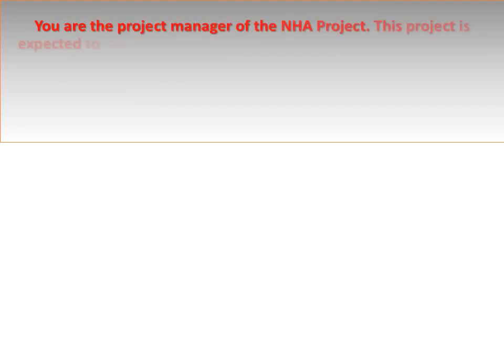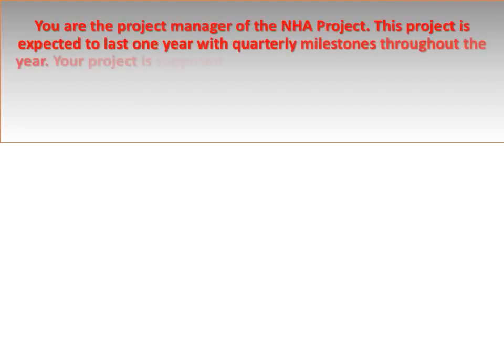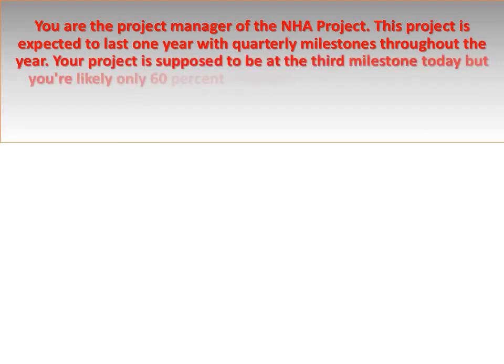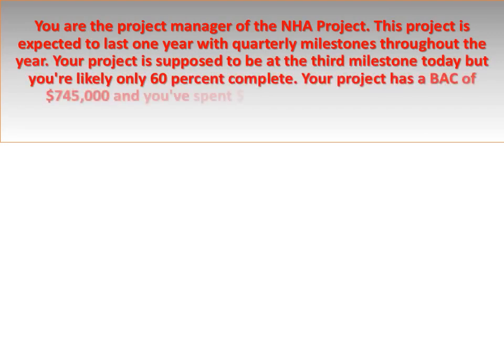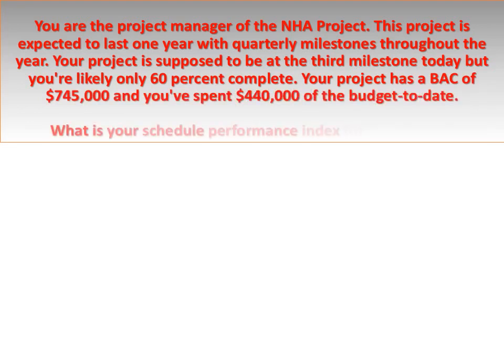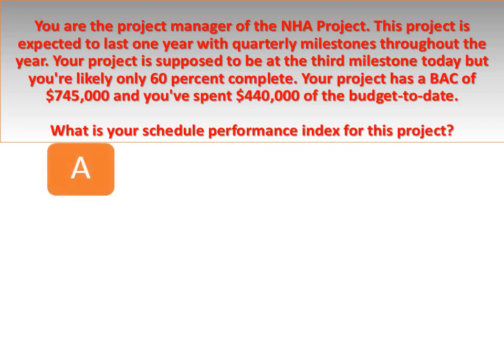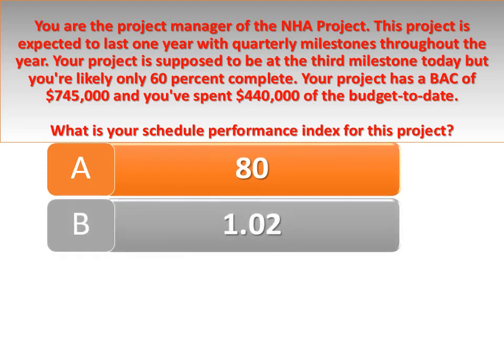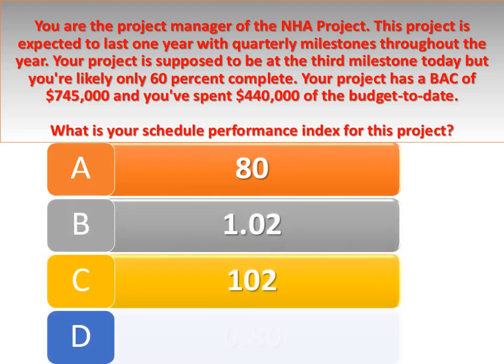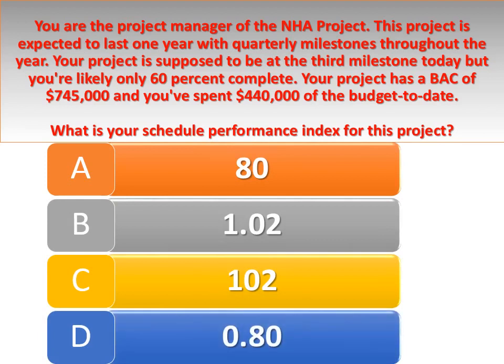Question number 12. You are the project manager of the NHA project. This project is expected to last 1 year with quarterly milestones throughout the year. Your project is supposed to be at the 3rd milestone today, but you're likely only 60% complete. Your project has a budget of $745,000 and you've spent $440,000 of the budget to date. What is your schedule performance index for this project? A. 0.8, B. 1.02, C. 102, D. 0.80.